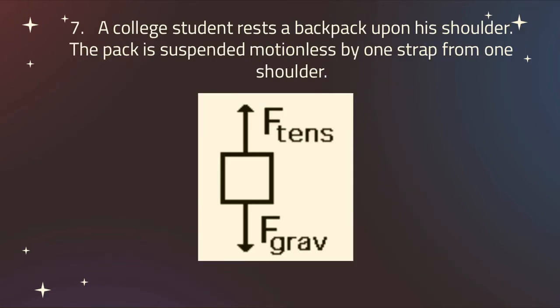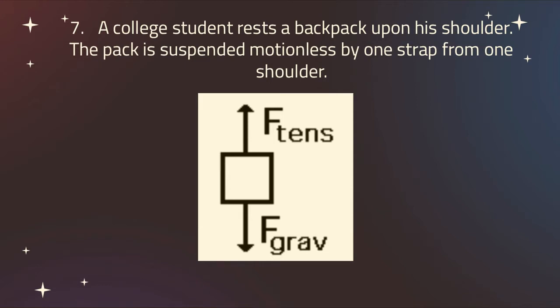All right, number 7, we have a college student that rests a backpack upon his shoulder. This backpack is suspended by one strap from the shoulder. So now we only have one F tension. Again, there is no F normal because the object is not making perpendicular contact with the surface. So you have to keep that in mind. The weight of the object is supported by the F tension. There's only one strap, and therefore we have F tension is equal to F gravity.